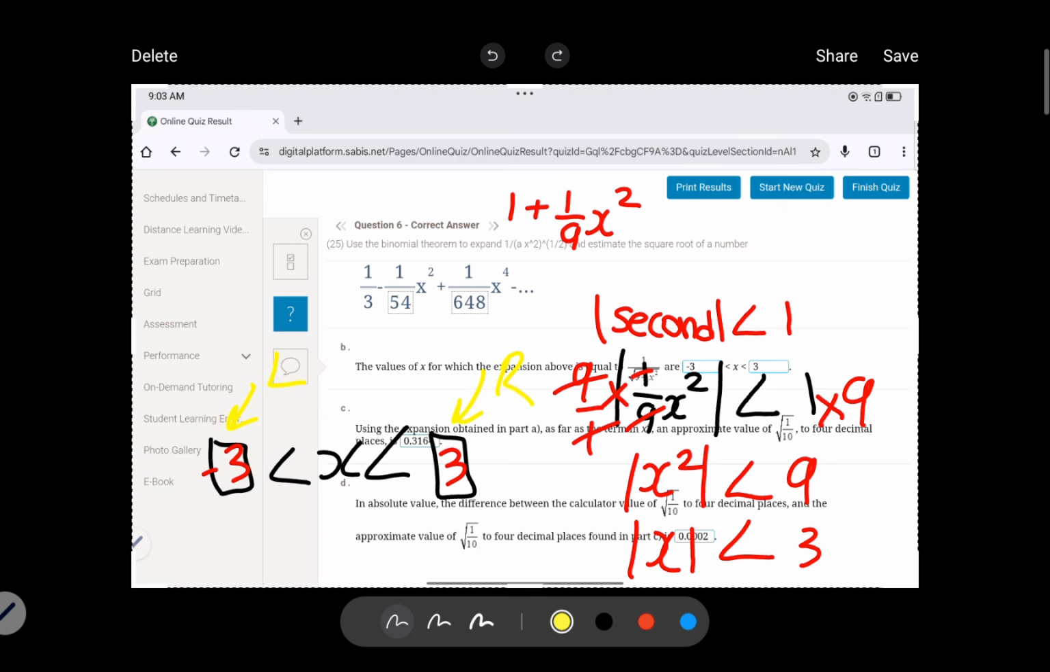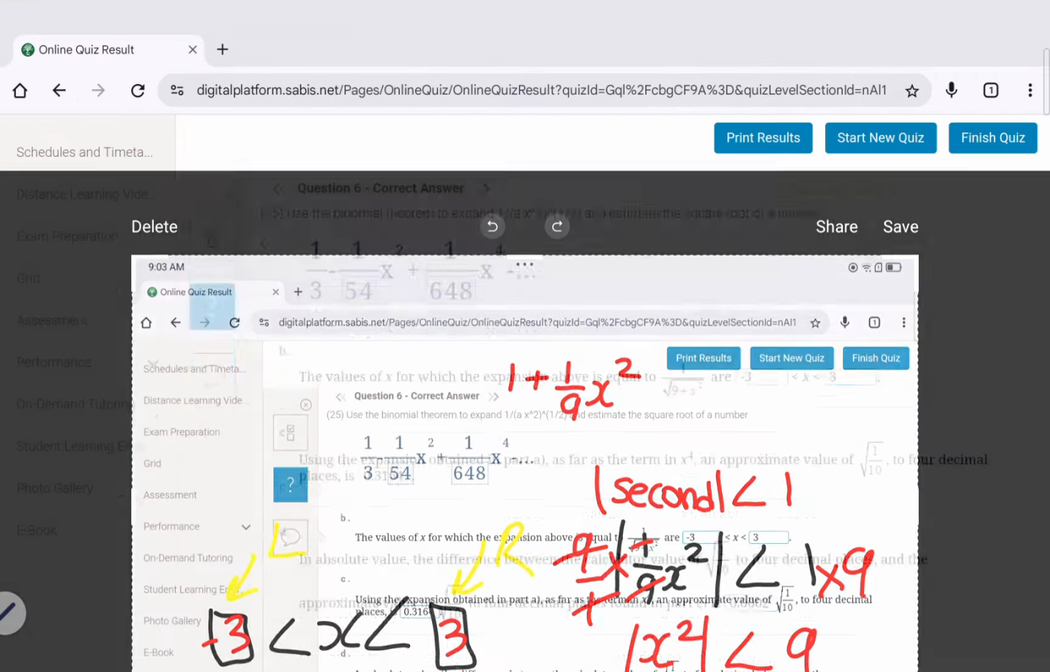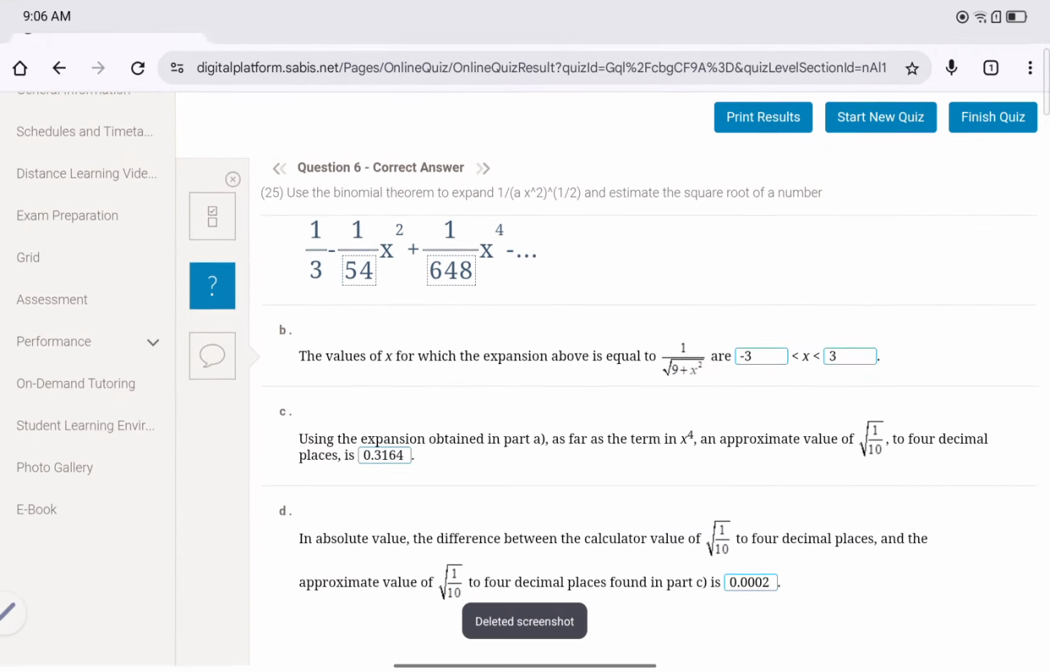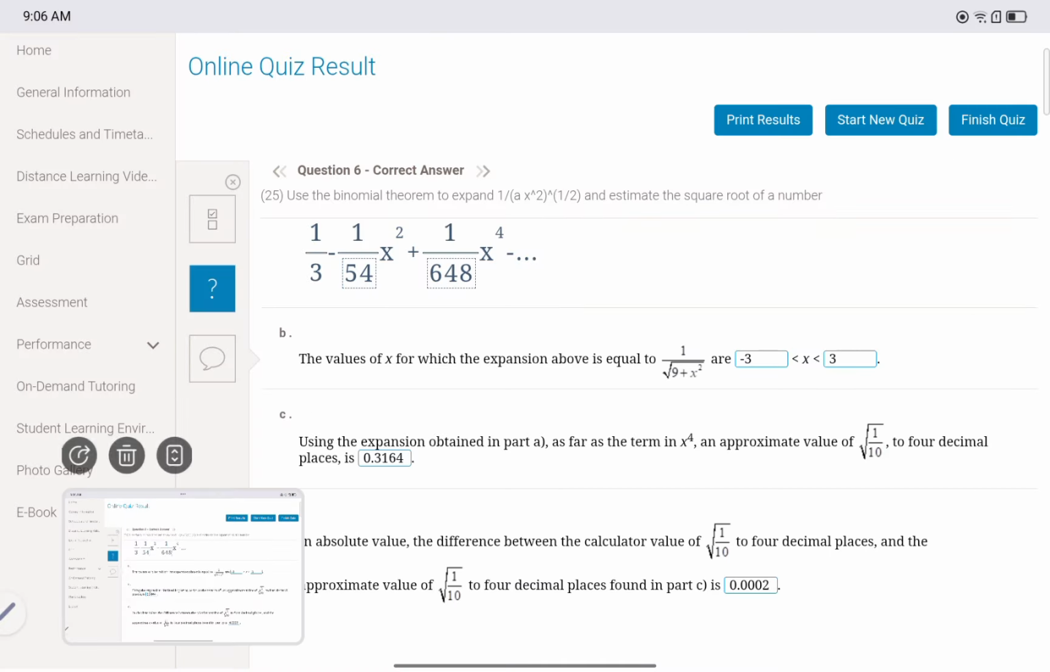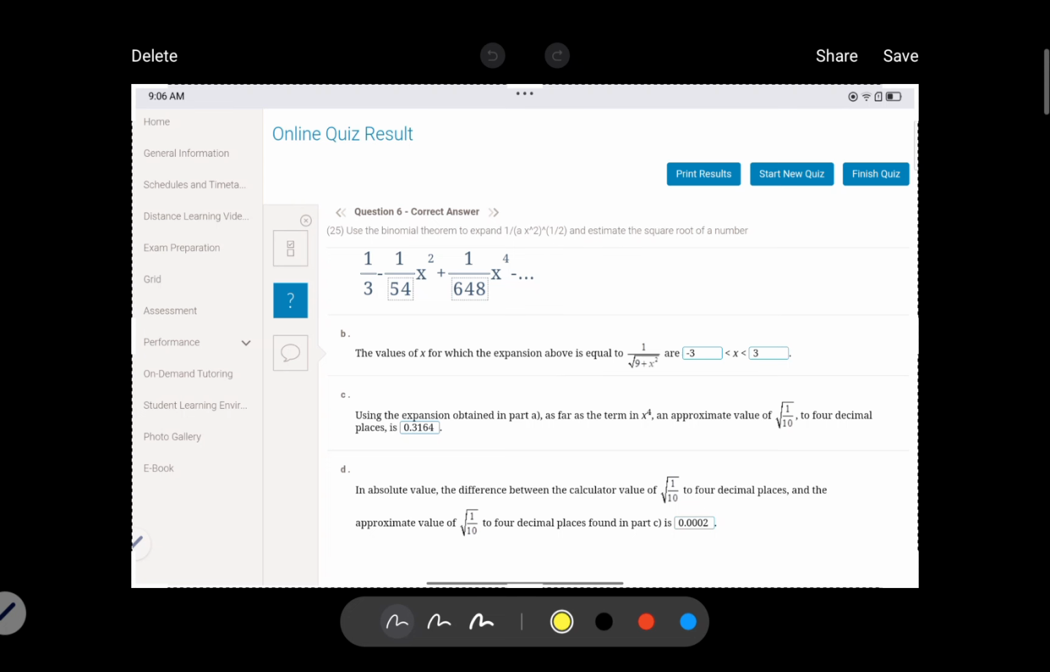It's really easy. Now for part C, they said 1 over radical 10 to 4 decimal places is blah blah blah. They want x to the power of 4 in the terms. We already have the terms. We already did this term, which is those.